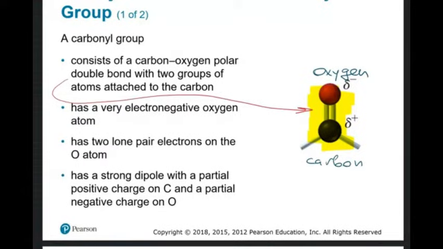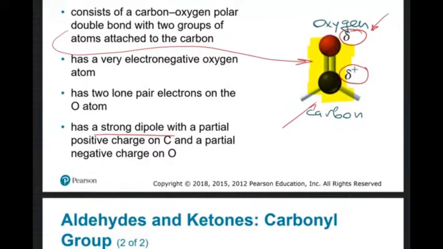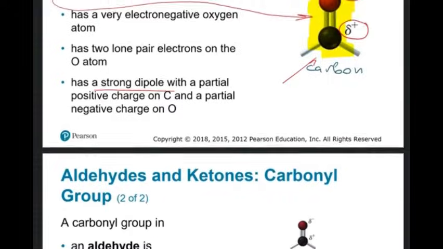And oxygen in this situation is very electronegative. It pulls a lot of electron density to itself, making carbon fairly positive. Okay? So these groups, the carbonyl group, is a dipole. So it has a negatively charged oxygen and a positively charged carbon. The presence of this group effectively determines the chemical properties of aldehydes and ketones.